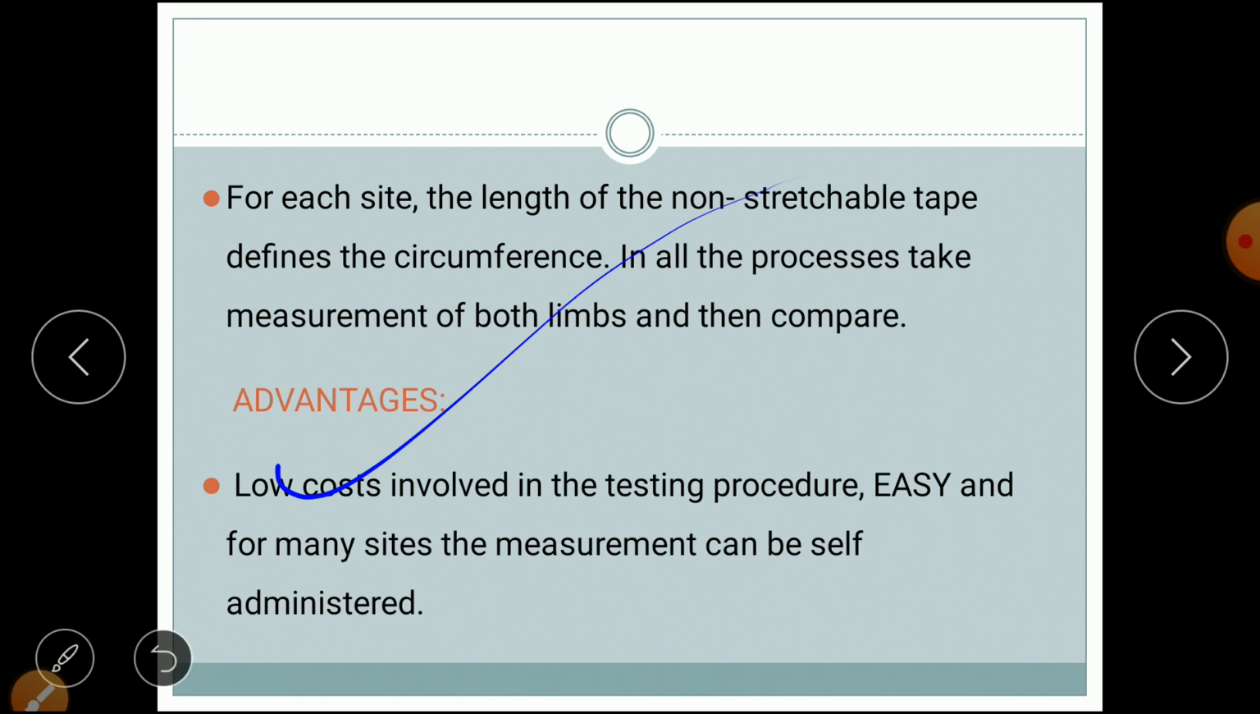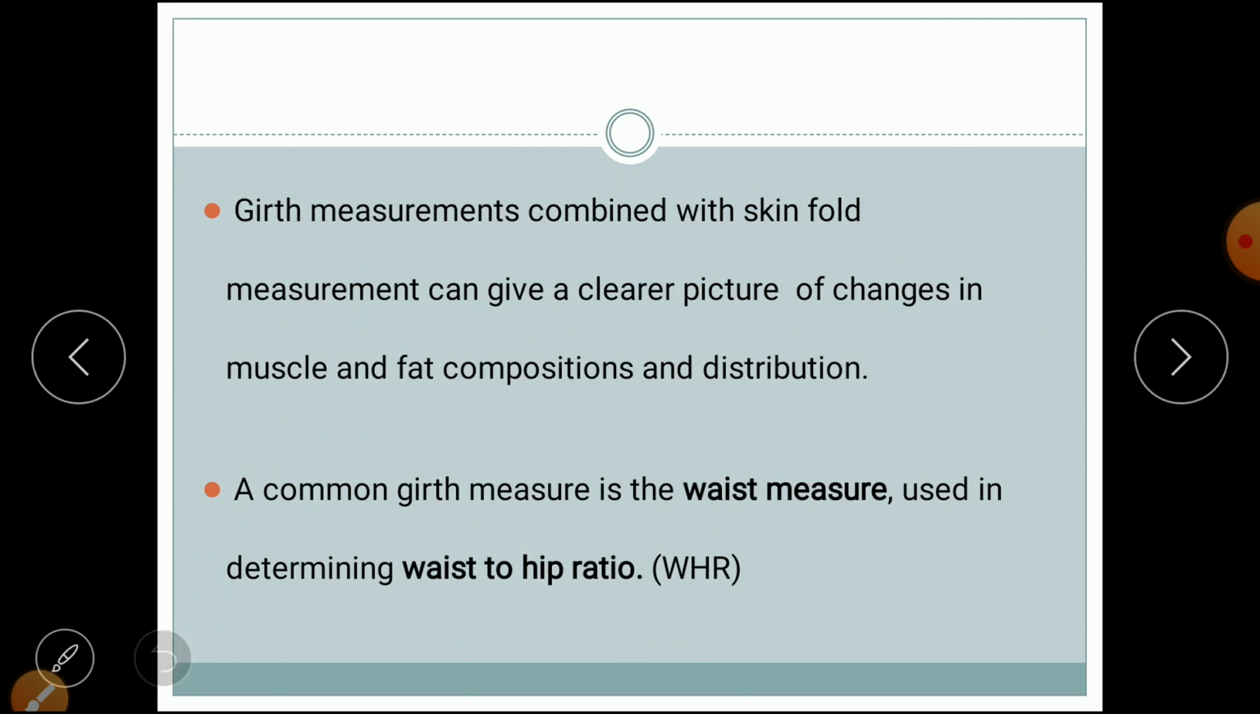Low cost is involved in the testing procedure, it is easy, and for many sites the measurement can be self-administered. In the body, some sites are present where the patient can do the girth measurement by themselves. They do not require any assistance from the physiotherapist. So this is an advantage, and another advantage is that it is a low-cost method. Only equipment like a measuring tape is needed for girth measurement. So it is a low-cost procedure.